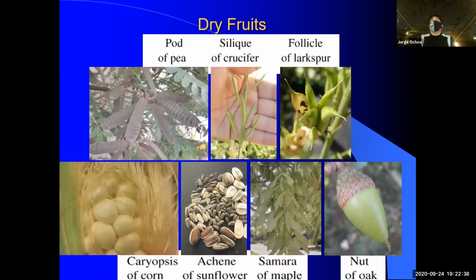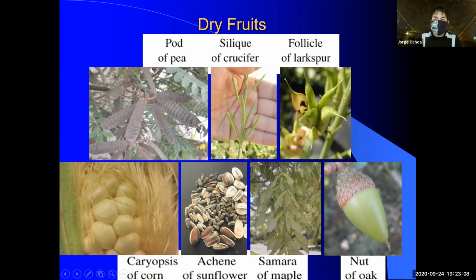And then when we look at other fruits, we have examples of dry fruits. We have examples of dry fruits such as legumes, the bean family on the top left. We have the examples of dry fruits known as silicles, which are going to be the mustards, and then follicles, which are going to be the columbines. We have caryopsis or grains, which are going to be the fruits for corn and grasses, wheat or rice.